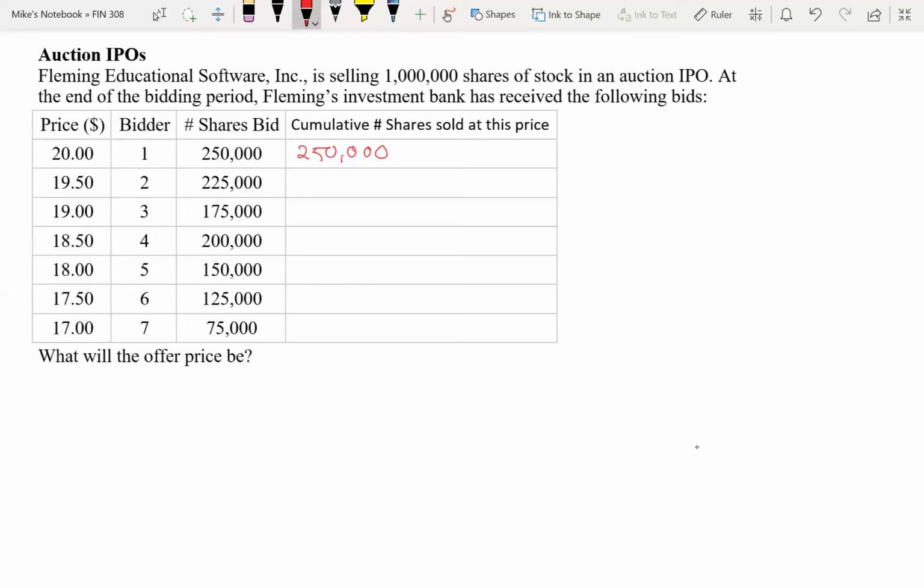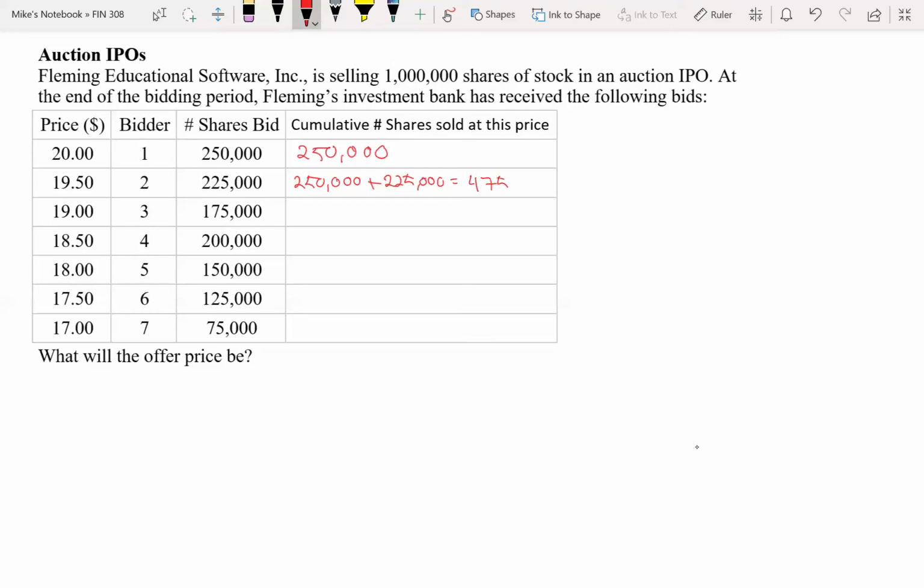If we set it at $19.50, the bidder who was willing to pay $20 and only has to pay $19.50 would definitely buy the 250,000 shares. And then we have another bidder that said that they would buy 225,000 shares. Well, that leaves us with a total of 475,000 shares that we would sell if we set the price at $19.50. Still not enough. So then we move the price down to $19.